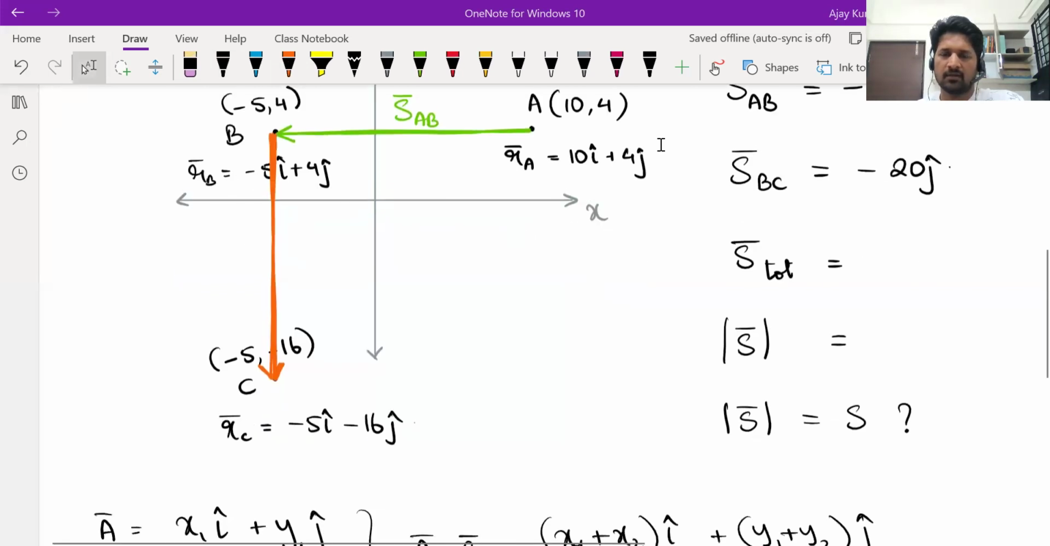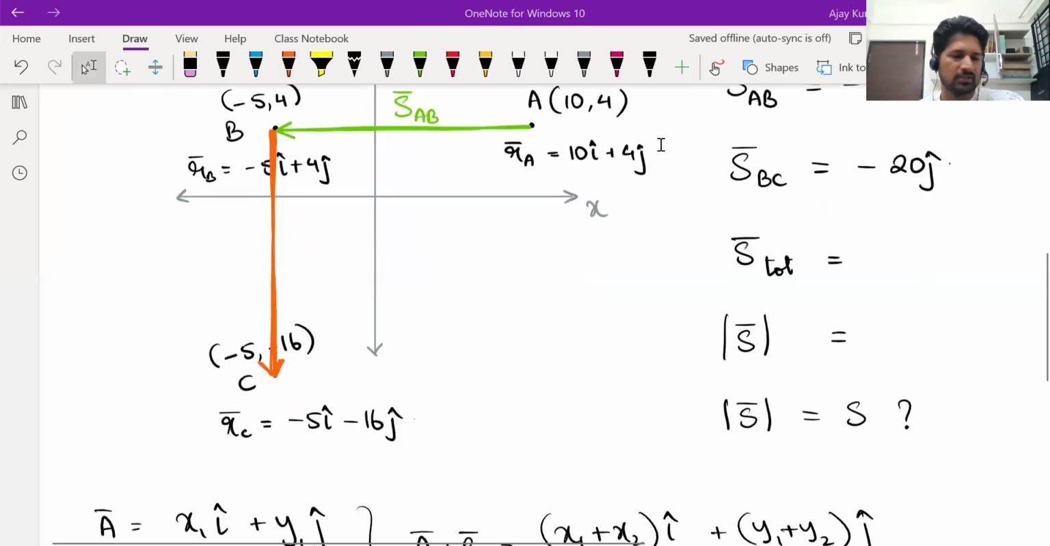Okay. Can any of you tell the answer for total displacement now, all the way from A to C? Total displacement all the way from A to C. Nishita? Yes, sir. Any answer for total displacement?